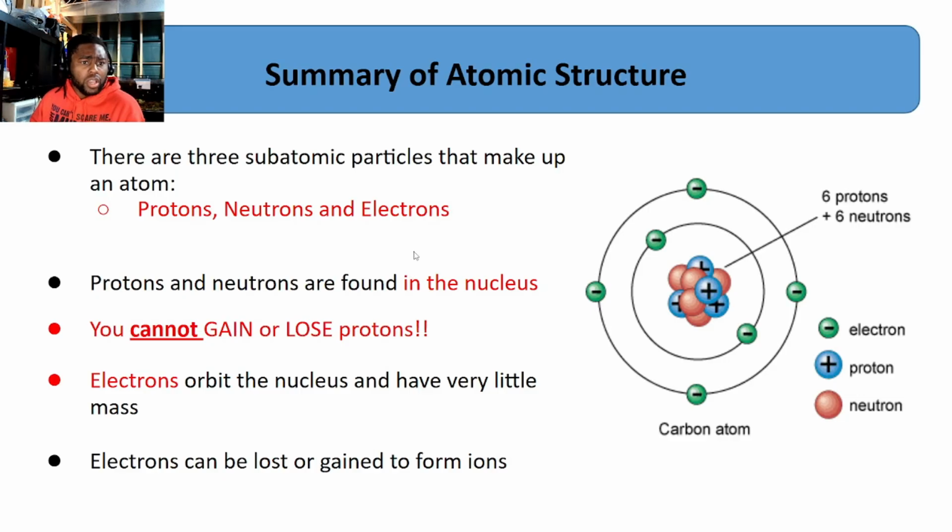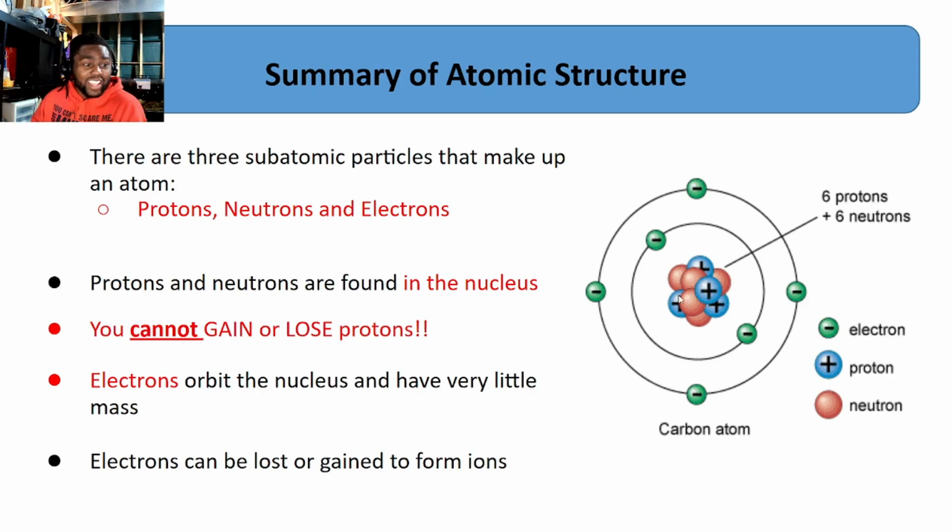Okay, quick little summary for you guys. There are 3 subatomic particles that make up an atom: protons, neutrons, and electrons. Protons and neutrons are found in the nucleus or the center. You cannot gain or lose protons. If you gain or lose protons, you actually change the element.